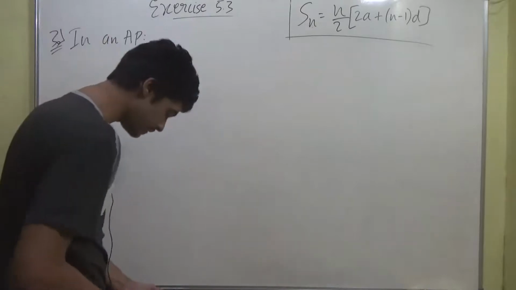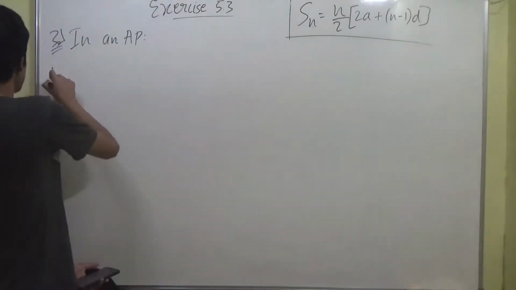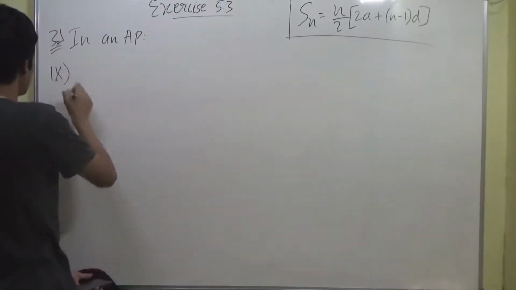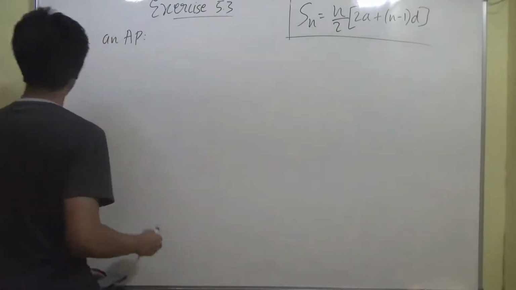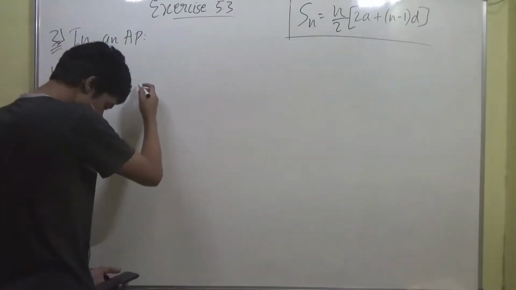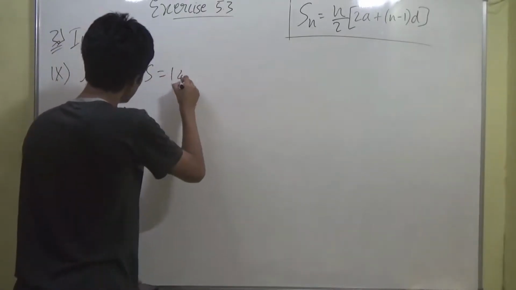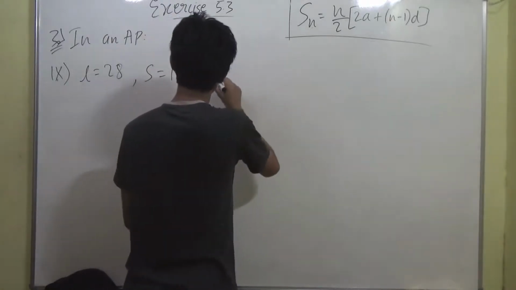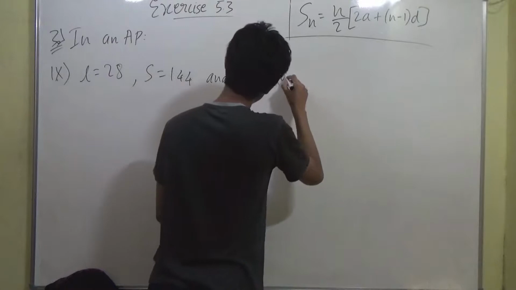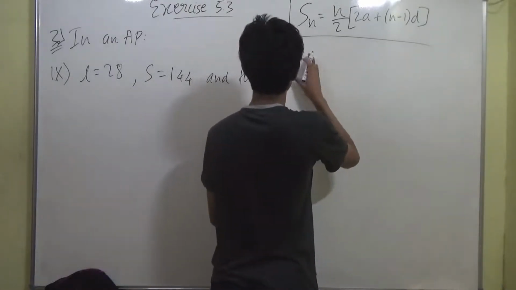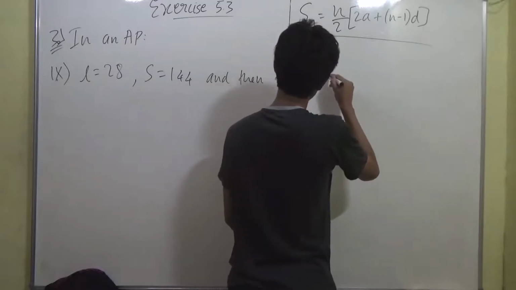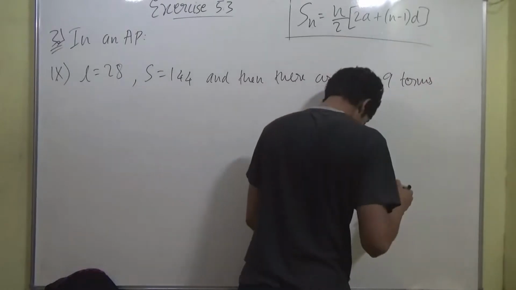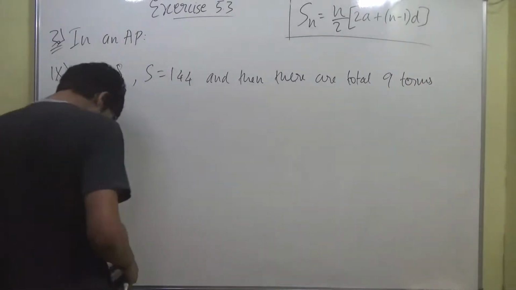Okay, so sub question number 10 says L equal to 28, S equal to 144, and there are a total of 9 terms, right? Find a.